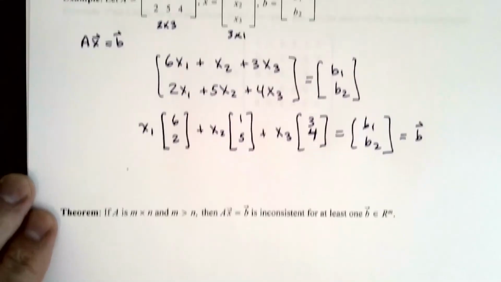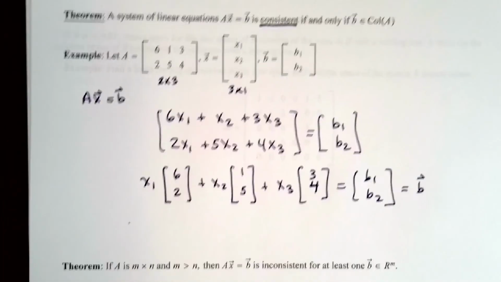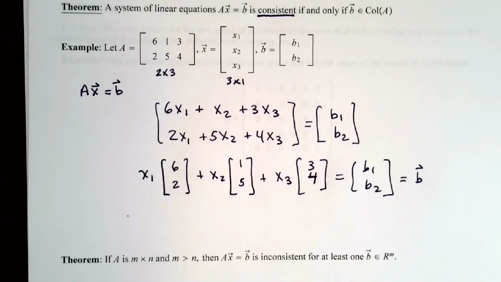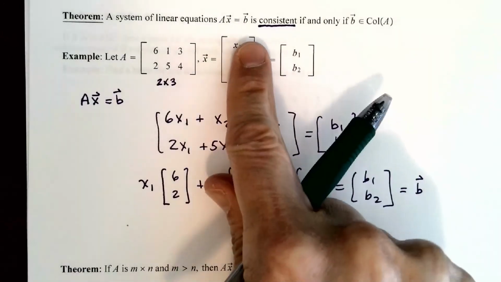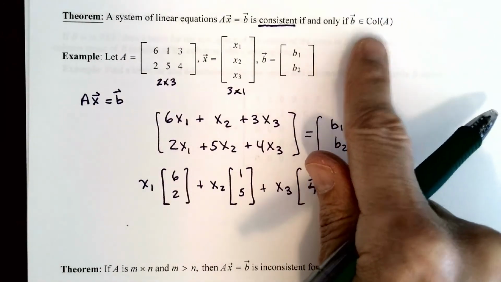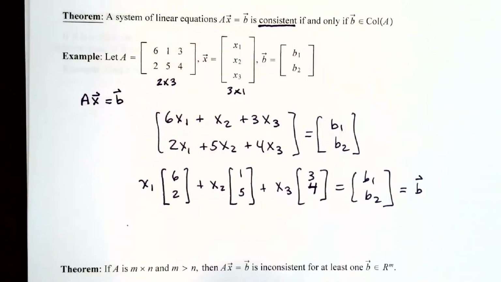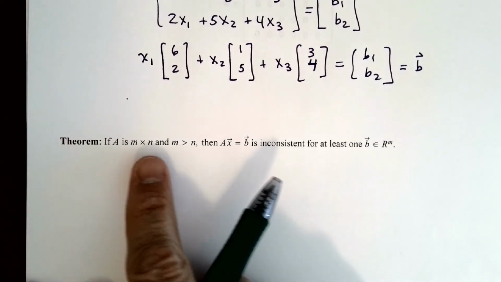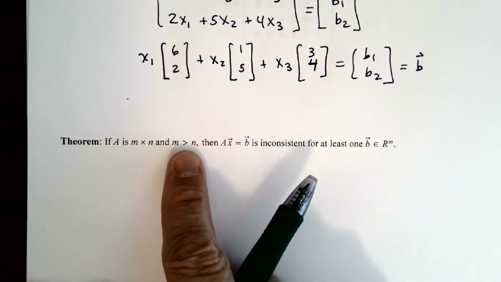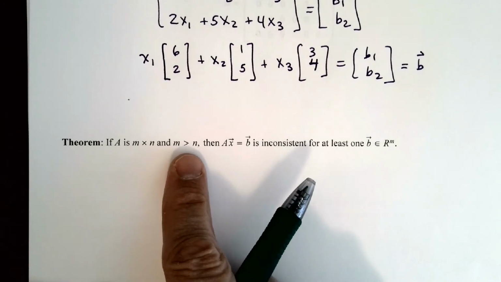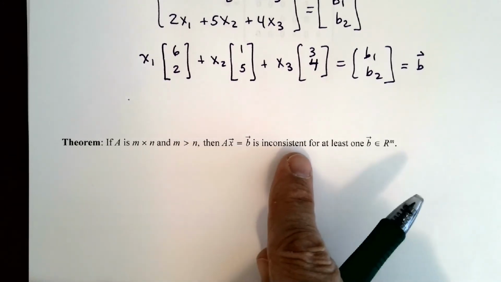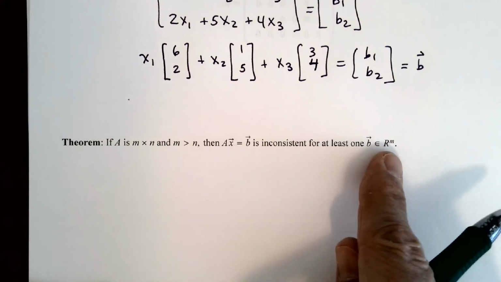One more thing connected to this theorem. If a system of equations Ax = b is consistent, that's going to be true if and only if b is in the column space of A. So if this system is consistent, b is in the column space of A. If b is in the column space of A, then the system is consistent. Now, if A is m by n, and m is greater than n, so the number of rows is greater than the number of columns, then Ax = b is inconsistent for at least one b in m-space.